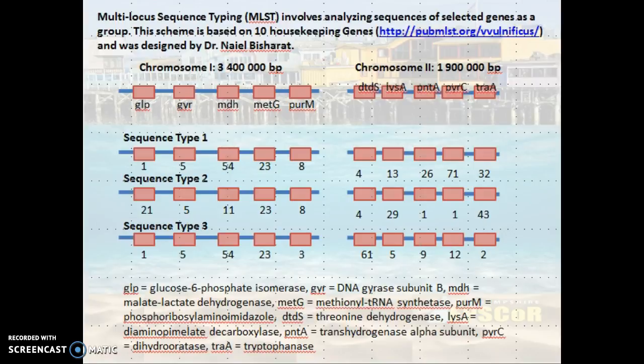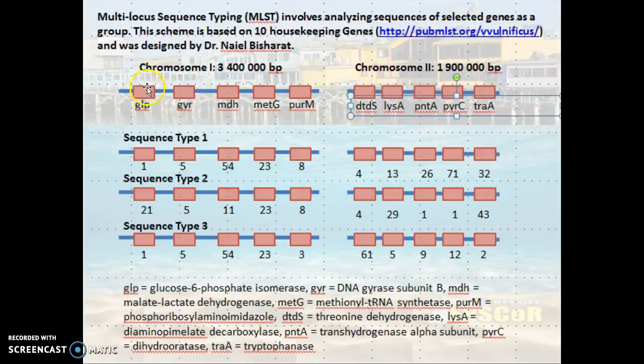So MLST is a classic methodology used in microbiology, and it's used a lot in medical microbiology to type different members of, or different strains from, the same species. So multi-locus sequence typing, or MLST, involves analyzing sequences of selected genes as a group. And the particular scheme shown here was developed by Dr. Niall Bisharat, and the information for it is maintained at this public database or resource.